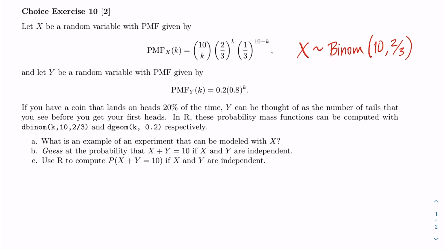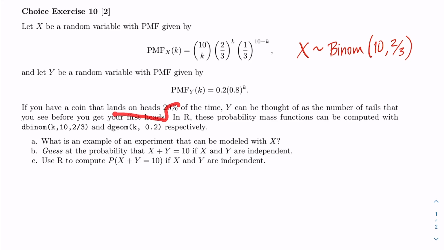And y is a random variable here with a PMF given by this thing. This is very close to geometric, except it's defined in a very slightly different way. If we have a coin that lands on heads 20% of the time, y isn't the number of flips like we usually do when we're talking about geometric. Instead, y is going to be the number of tails. So we could have 0 tails if we get a head on our first try.